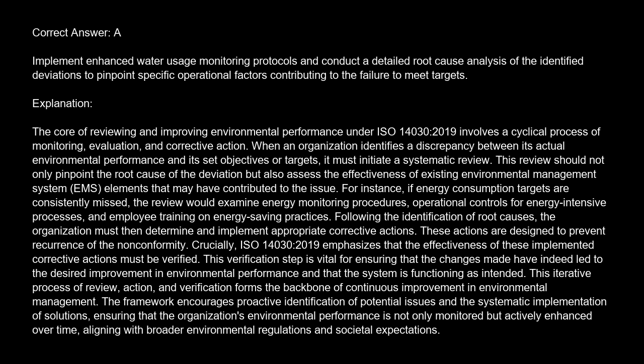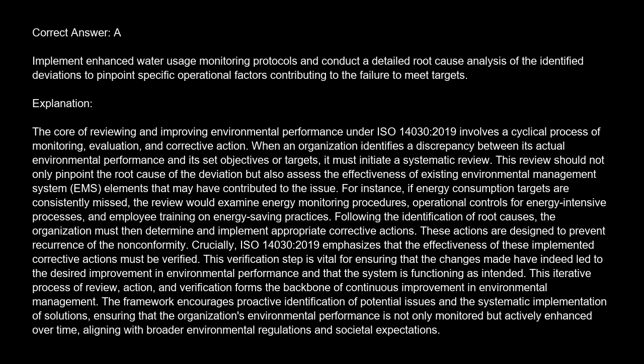This review should not only pinpoint the root cause of the deviation, but also assess the effectiveness of existing environmental management system, EMS, elements that may have contributed to the issue. For instance, if energy consumption targets are consistently missed, the review would examine energy monitoring procedures, operational controls for energy-intensive processes, and employee training on energy-saving practices. Following the identification of root causes, the organization must then determine and implement appropriate corrective actions. These actions are designed to prevent recurrence of the nonconformity.